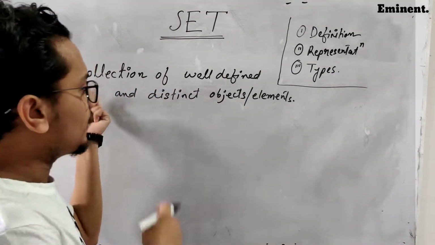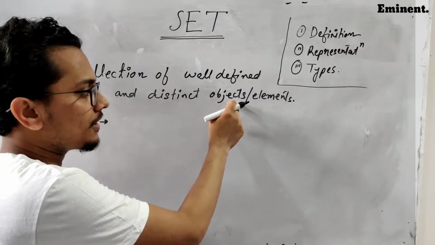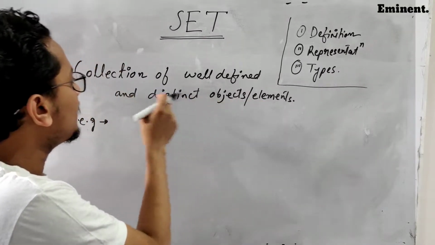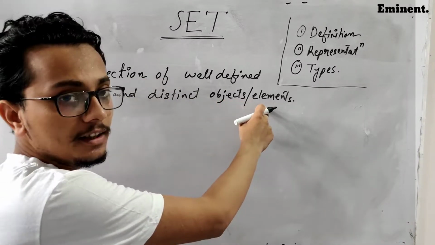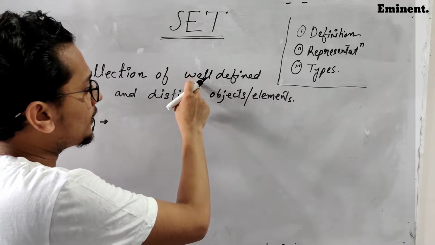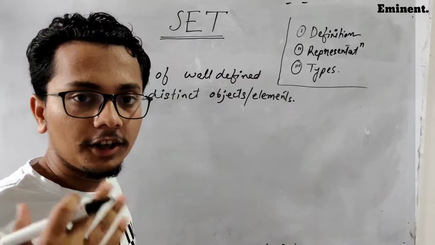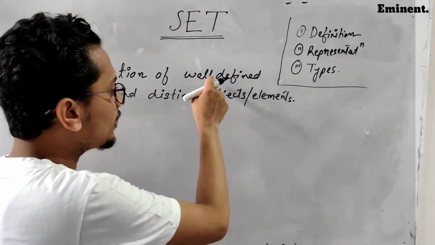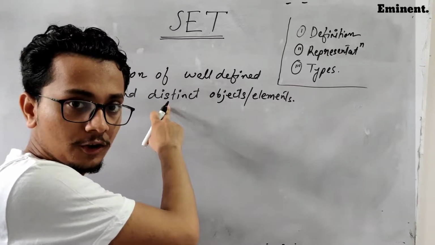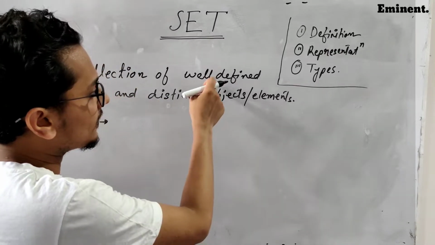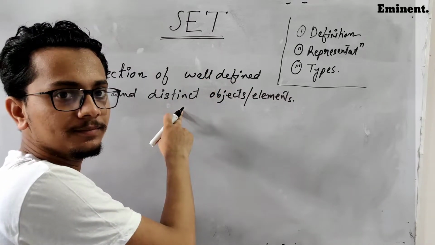Set is defined as the collection of well-defined and distinct objects or elements. Here I can write collection of just objects and elements. Why I have written here well-defined and distinct? To understand the definition of set, the most important thing is this well-defined and distinct. So let us understand what exactly the meaning of well-defined and distinct are.